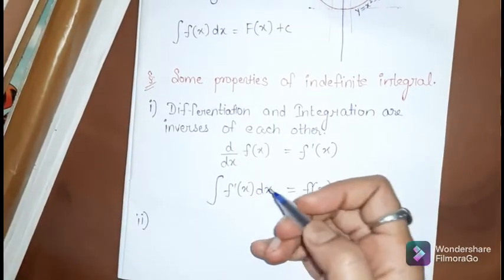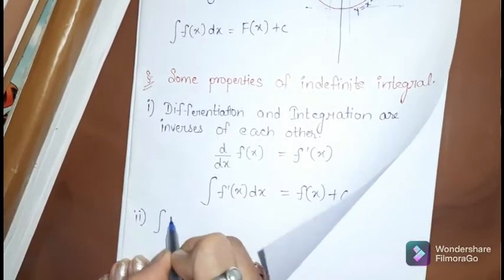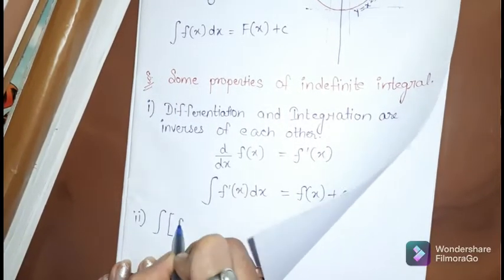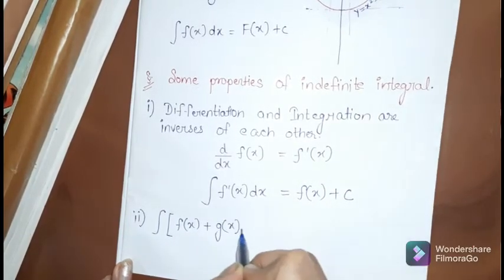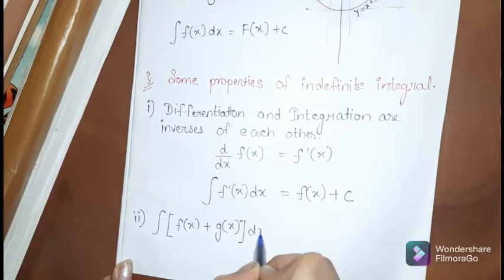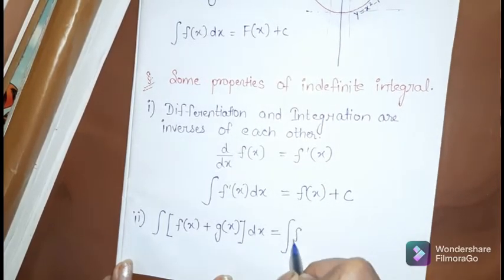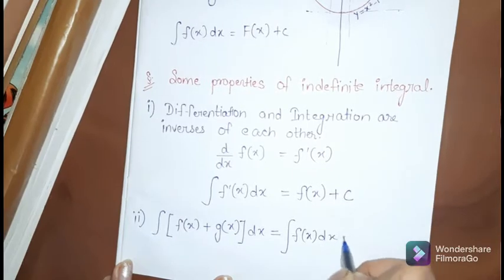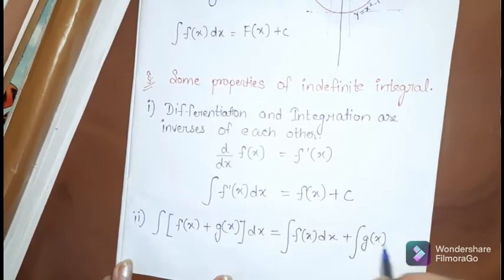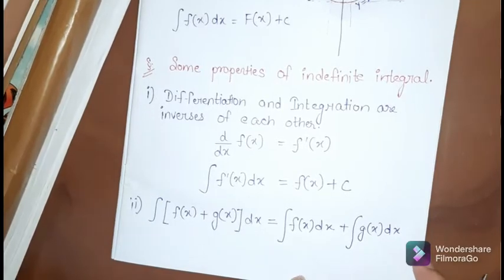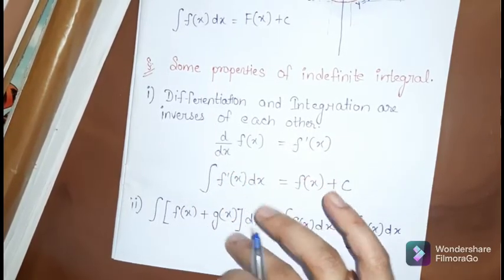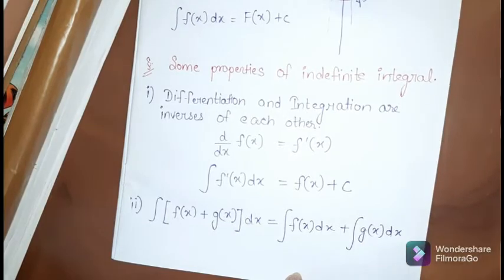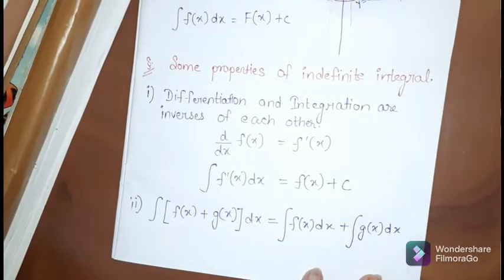The second property is integration of f of x plus g of x dx is equal to integration of f of x dx plus integration of g of x dx. It means if f and g are two functions and we have the sum of these two functions, then to find the integration of this function, you can separately find the integration of both the functions. The result is the same.